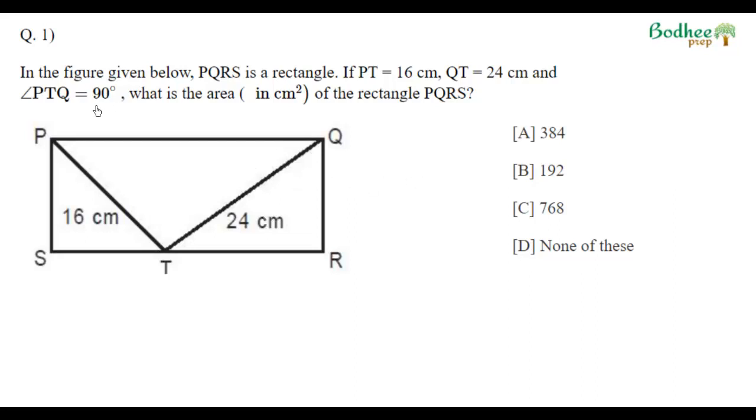Now let's take the first question here. It says that in the given figure, PQRS is a rectangle, and the value of PT is 16 and PQ is 24, and this angle is 90 degrees. We need to find the area of the rectangle.